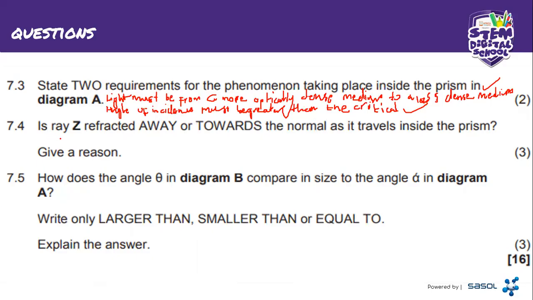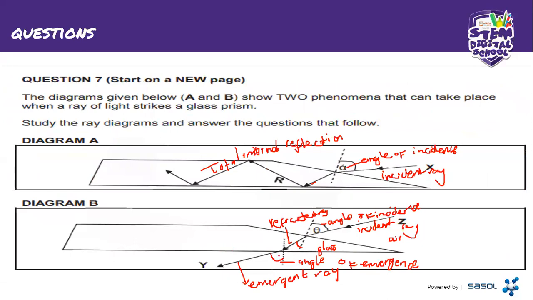Then they ask, is ray Z refracted away from or towards the normal as it travels inside the prism? Give a reason for the answer. So there are two parts. We first have to say whether Z is going away from or towards the normal. After that, we give a reason. We start. Ray Z.